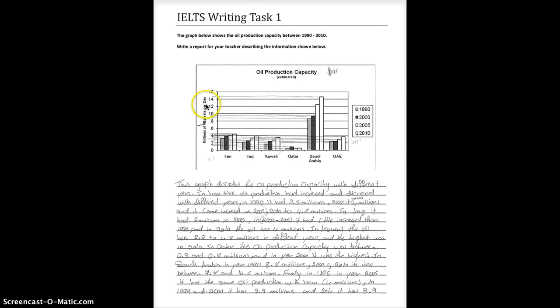So you've got your descriptive sentence at the beginning. However, here you need to include perhaps something about the main feature. Now, what was the main feature? Well, it was they all except Qatar increased, and that's the main feature of this graph.